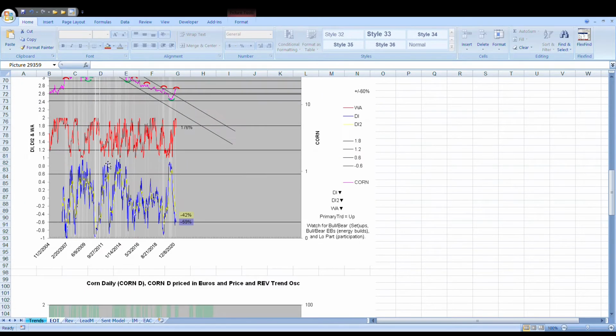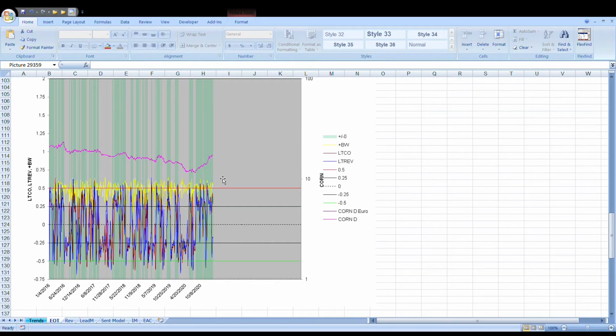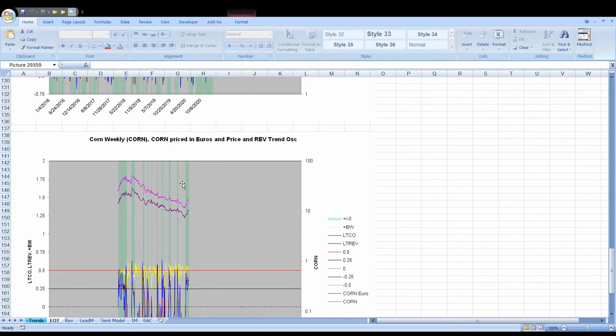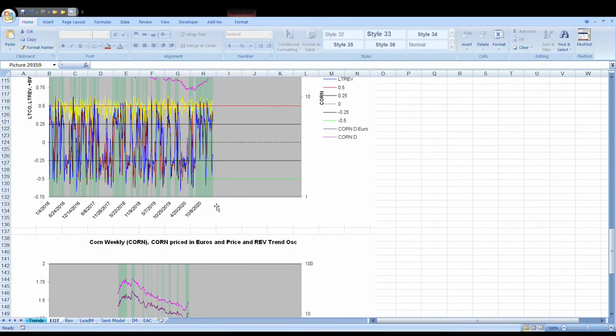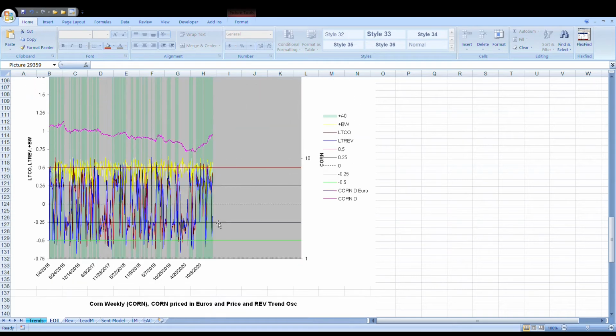Corn is now waiting for a reset, where the daily trend would fall out of upside directional move, or the weekly impulse would fall out of upside move. Then it would turn down, the daily would turn down. They both don't have to. The daily can turn down, or the daily and weekly can turn down simultaneously or together.